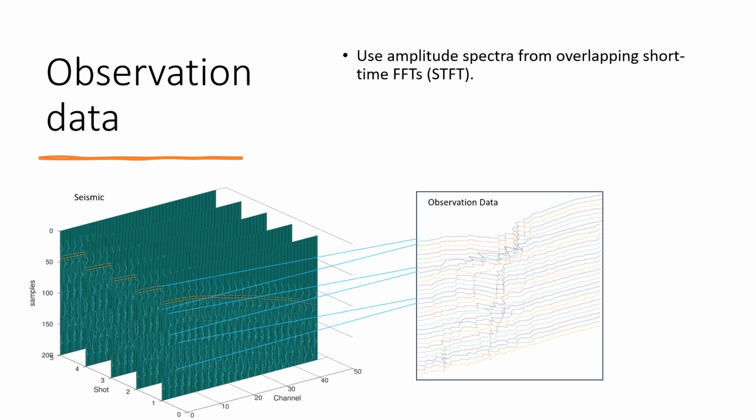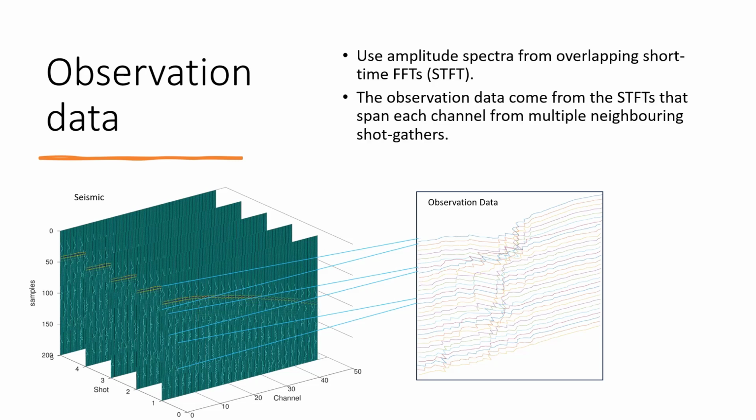And as I said before, the observation data is overlapping short time Fourier transforms. These overlap down each channel, and then so we end up with this. Once we collect all these values for each shot in each channel, we end up with an array consisting of these spectra.